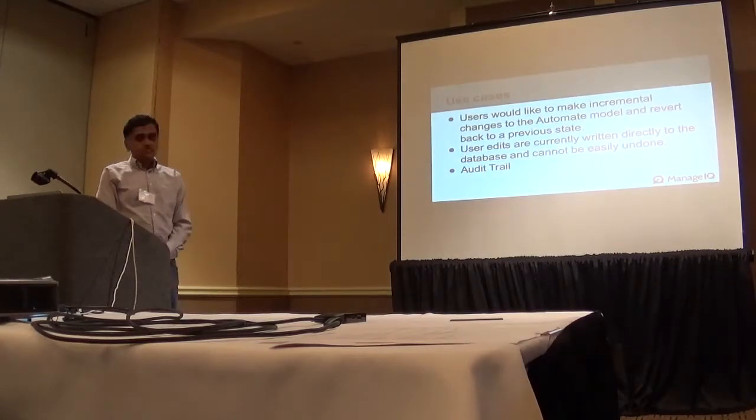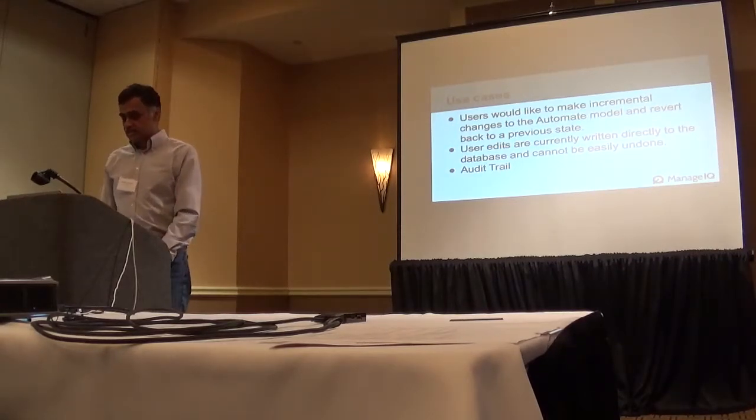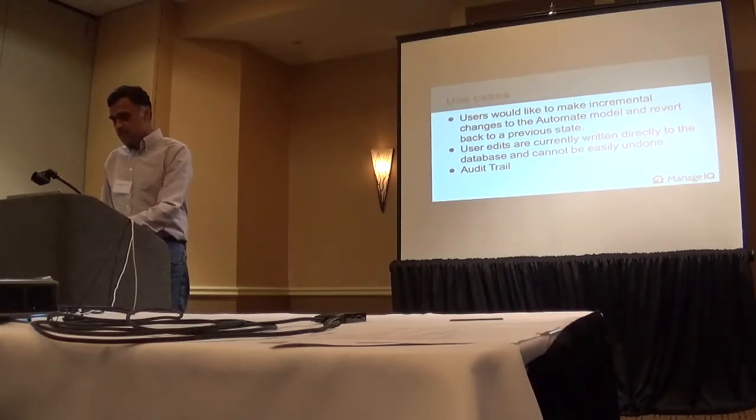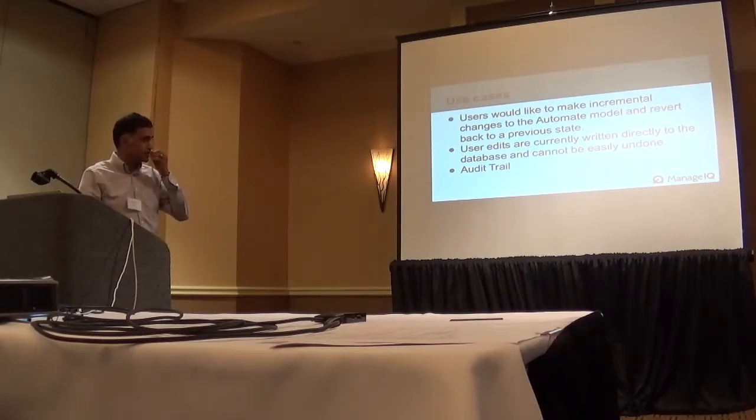So the use case for version control for Automate is basically that users would like to make incremental changes to the Automate model and revert back to a previous state. The user edits are currently written directly to the database, and it cannot be easily undone. You can undo it, but it's a painful process. Since each domain is in a separate directory now, you would export the model every day, and as you make changes, if you realize there's a mistake, you can go back to one of the previous versions. So by adding this version control feature, we can alleviate some of the pains that the designers would have. There's also the ability to do audit trails. You can figure out who did what to the model.